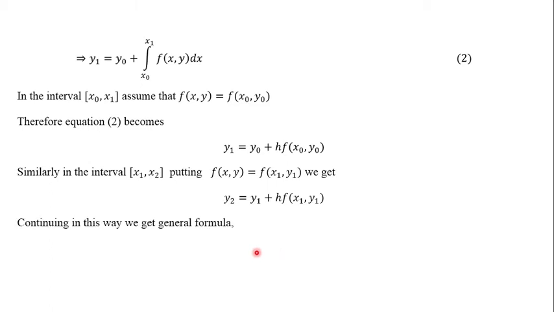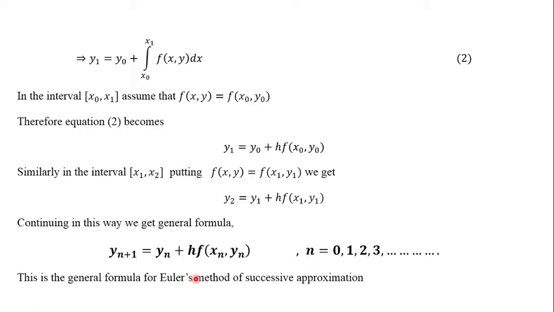Continuing this way, we get the general formula: yn is yn minus 1 plus h f at xn minus 1 comma yn minus 1, or you can write the n plus 1th approximation, yn plus 1 is yn plus h f at xn, yn, n equal to 0, 1, 2, 3, etc. And this formula is called Euler's formula for successive approximation. So remember this formula: yn plus 1 is yn plus h f at xn, yn.